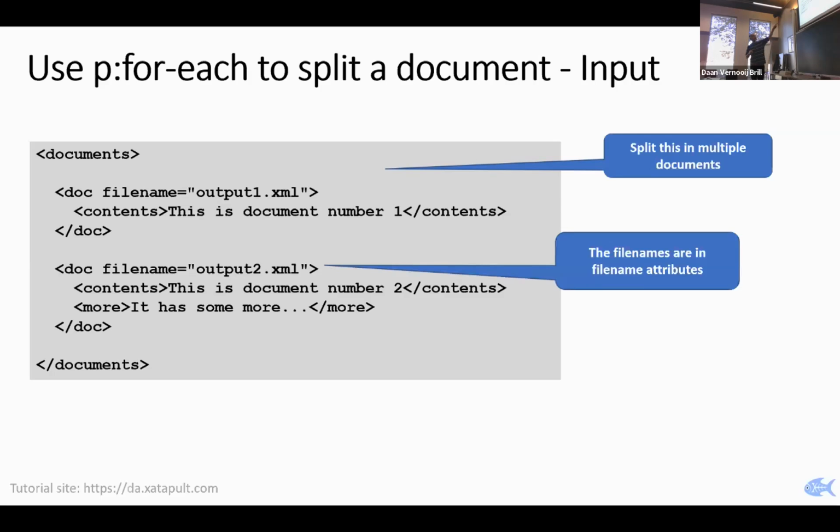And as you can see, there is a file name attribute on every doc element that tells it how the output document should be called. So this is getting a little bit more advanced now. We're getting into things that can actually be useful.